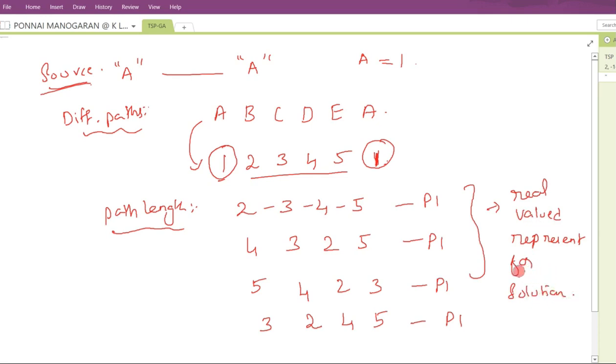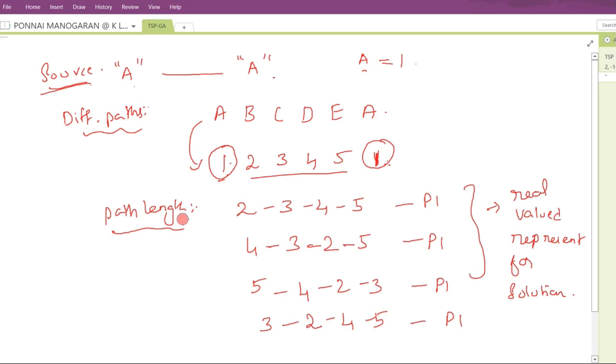This is the important step: how do we represent a solution? Here we will follow this pattern. By default, since we assumed that the source is A and the destination is automatically A, you need not put everything again and again. So let us solve this.